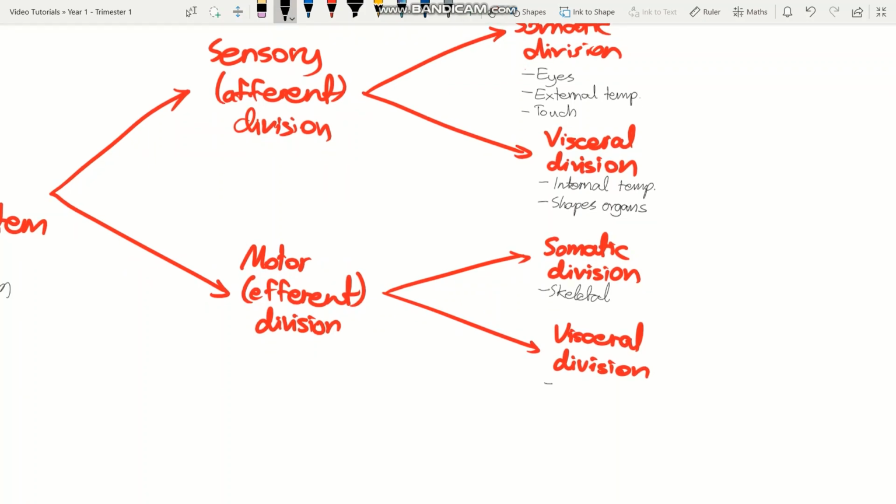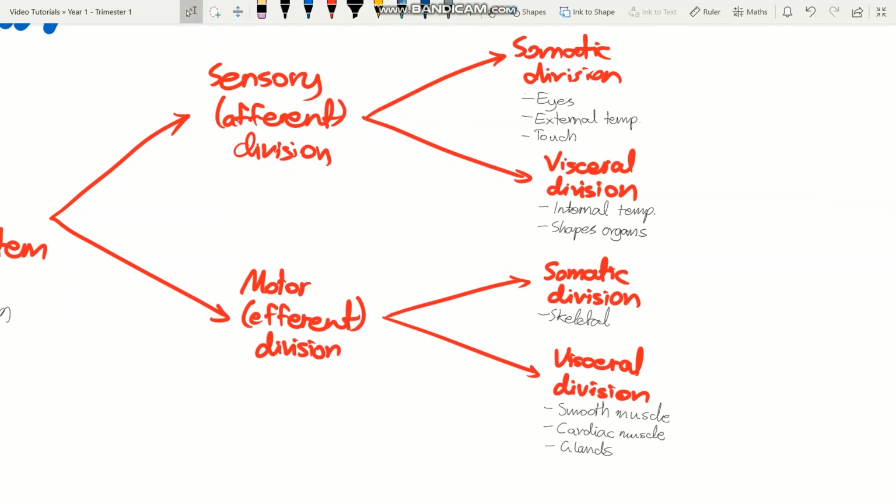In terms of the visceral division, on the other hand, it's a little bit more complicated, because think about it as a motor division that controls all of your organs that you can't voluntarily control. So, for example, all smooth muscle, so actions such as peristalsis, cardiac muscle, and even some glands. So these four divisions are all involved.